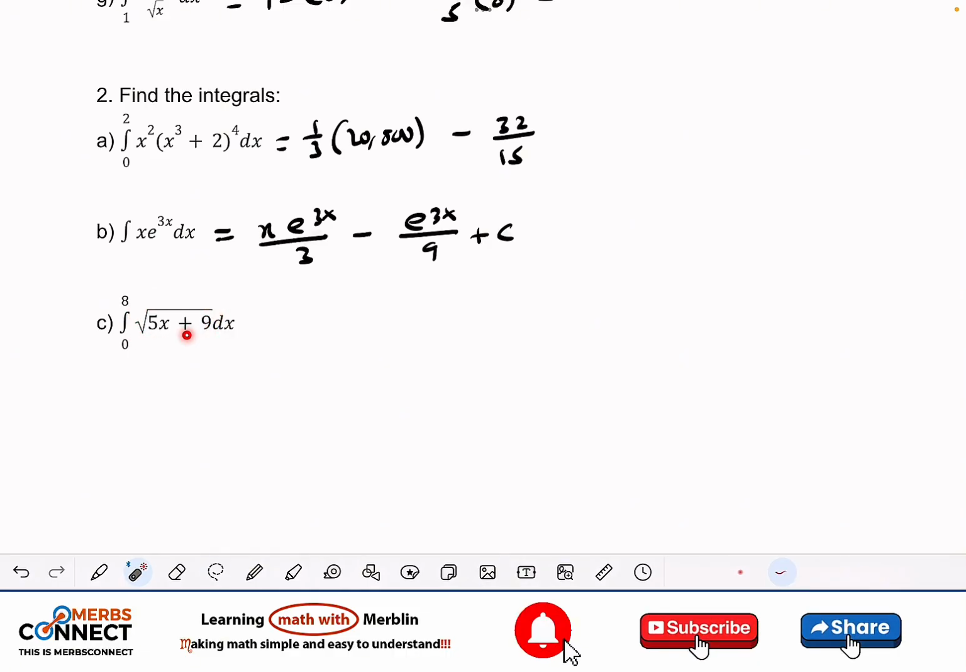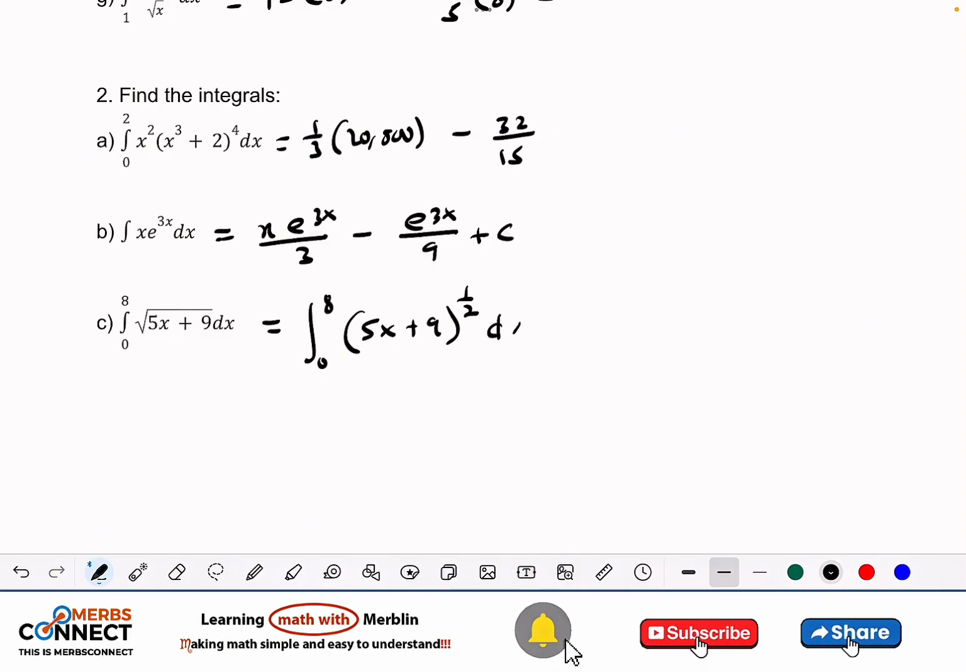What can we do here? This one we need to use integration by substitution. Why? Because here the degree is 1 and we don't have any other term. When I differentiate this x, I'll get 1. So I can use integration by substitution. Look at how I'm going to do it. This is the same as the integral from 0 to 8 of (5x plus 9) to the power 1 over 2 dx. Then I will say let u be equal to 5x plus 9.